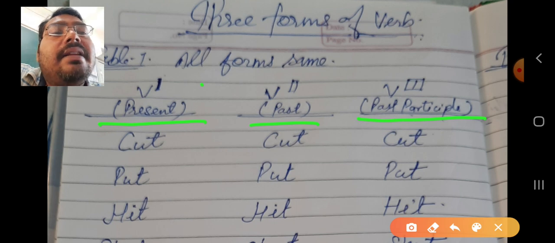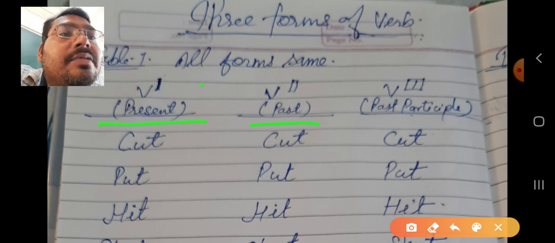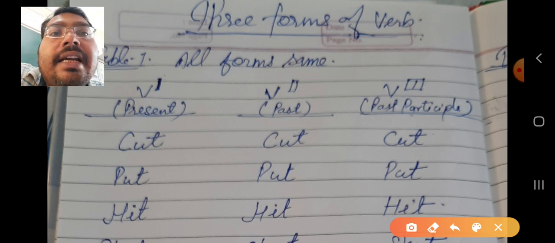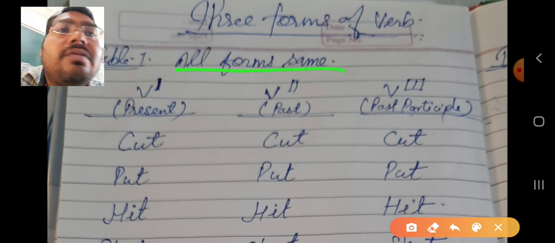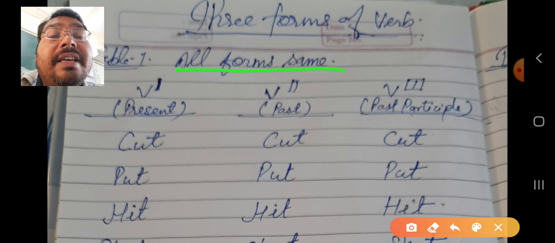Now in this table I have kept those verbs whose three forms, verb first form, verb second form, and verb third form, are all the same. If you know the verb first form, you can easily understand that verb second and third form will be the same as the verb first form. Verb first form is also known as the present form of the verb. We also call it root form of the verb. Keep it deep in your mind.